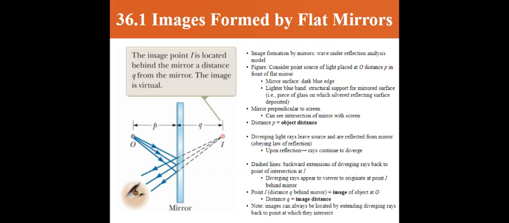Where those rays appear to intersect is where the reflection is, where the image is formed. So, in terms of the geometry, we can talk about the distance between the mirror and the image. That distance is called q.